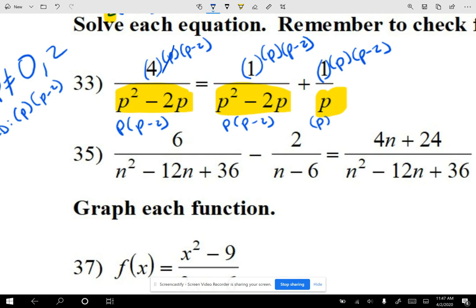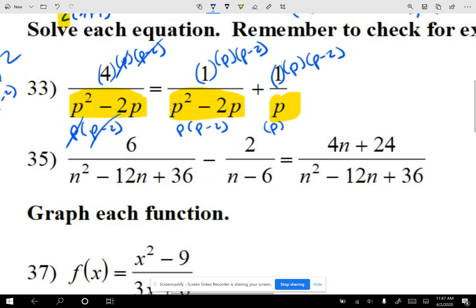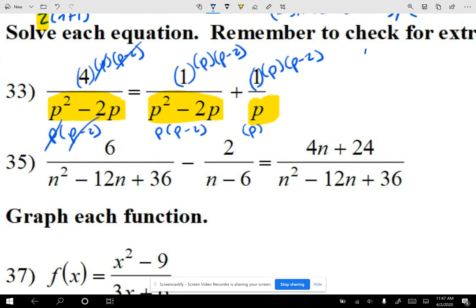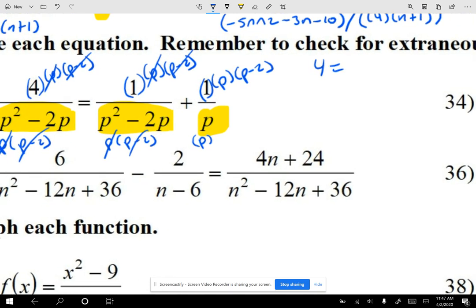Okay. So this p with this p cancel out. This p minus 2 with this p minus 2 cancel out. So I just get 4 equals. With the LCD, basically, I'm going to get rid of fractions. On my second fraction, the p with the p cancel out. The p minus 2 with the p minus 2 cancel out. So I just get 1. From the last fraction, the p's cancel out.